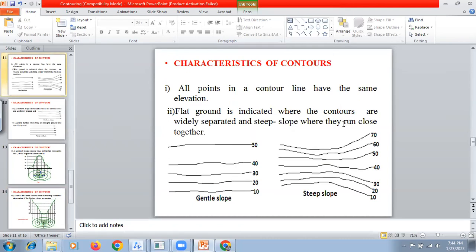Now you see, there are two patterns in this particular sketch. One is gentle slope and the second one is steep slope. So what do you observe in these two? When can we say gentle slope and when can we say steep slope? You see the spacing between these contour lines is more. That means the slope is gentle. If the contour lines are closely spaced, then we can conclude that it has a very steep slope.